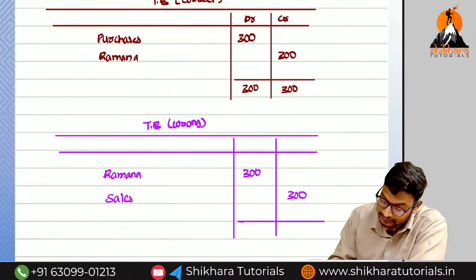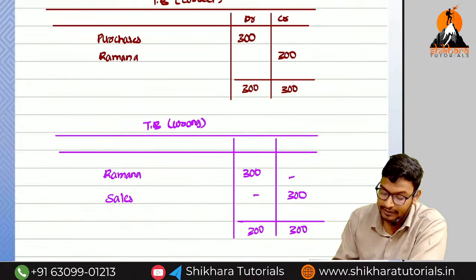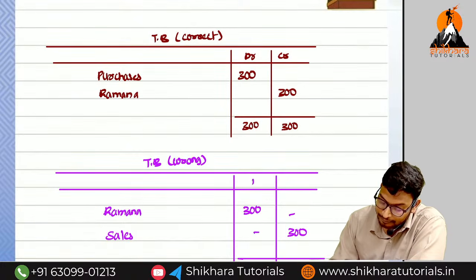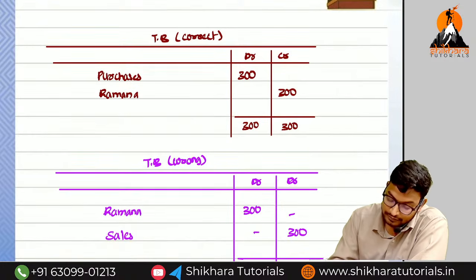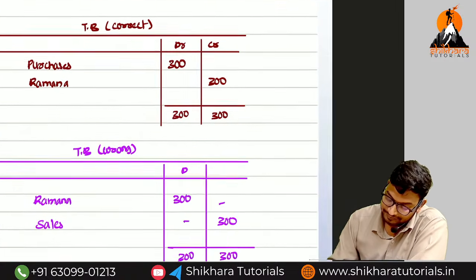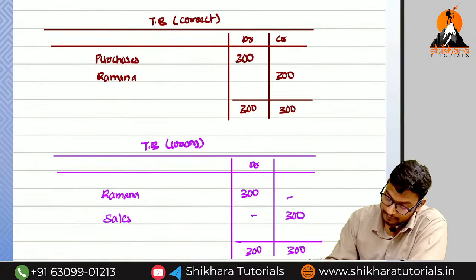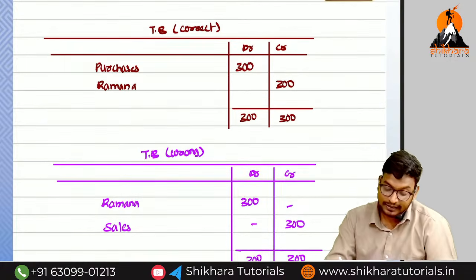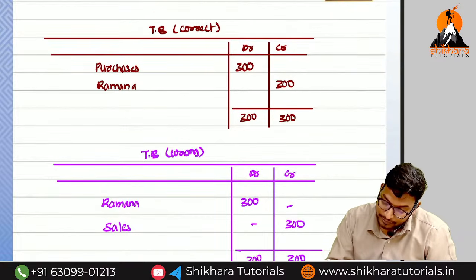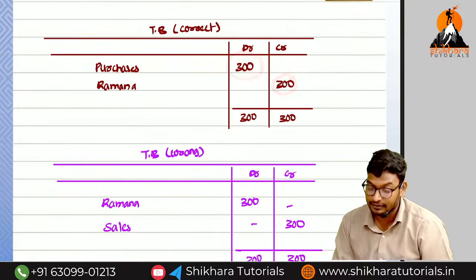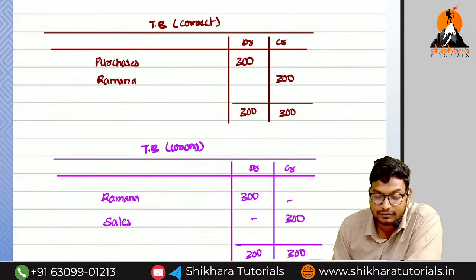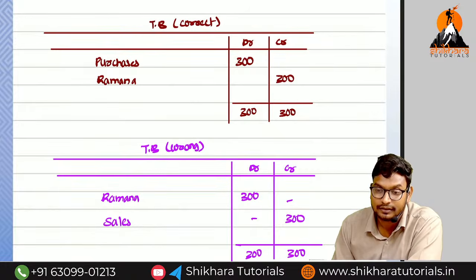So this was what they have passed, but should it be there or should it not be there? It should not be there. This is a wrong one. We need to strike it off. What things should be there? Purchase and Ramana should be there. So see here carefully, the correct one should be there. That means Ramana should be on the credit side and purchase should be on the debit side. But here Ramana is on the credit side. Strike it off. Credit side.